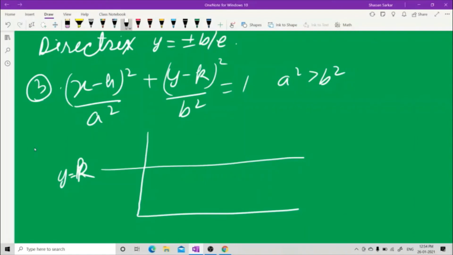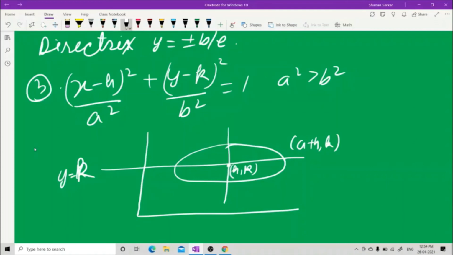Now this is our ellipse, something like that. My center of the ellipse is h comma k. This is h comma k, this point is a plus h comma k, this point is a minus h comma k, and this point is h comma k plus b.